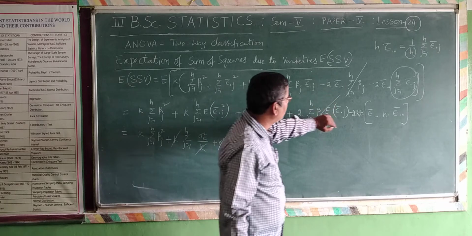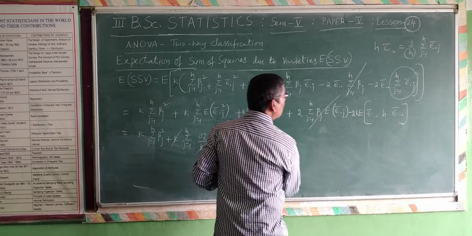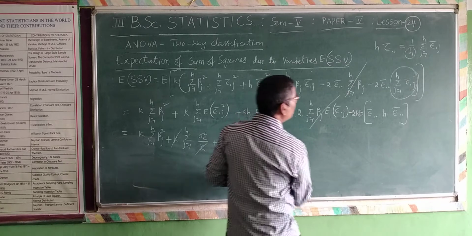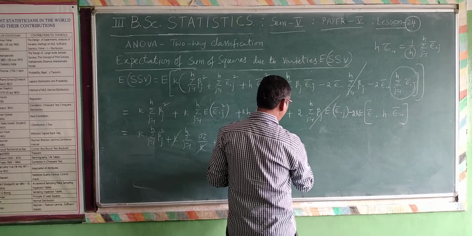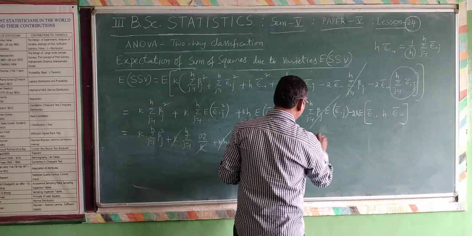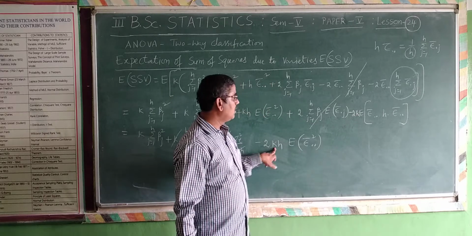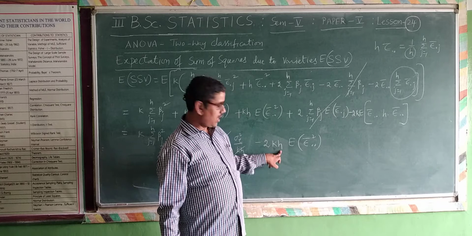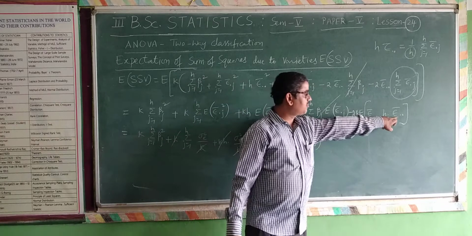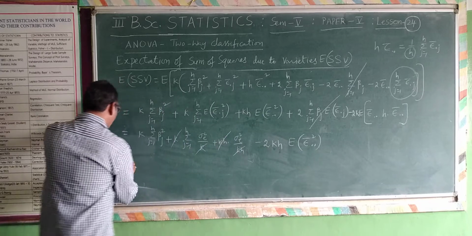Whatever it is, it is 0. Now this particular term, minus 2 into k into h, I am also taking outside, kh into expectation of epsilon bar dot dot square. Is it right? 2 multiplied by k multiplied by h I am taking outside, it's a constant. And expectation of epsilon bar dot dot into epsilon bar dot dot square. So that is another term we have now.